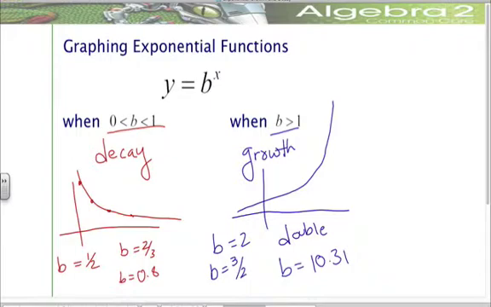All right, so now let's look at how to actually take that value and construct a graph out of it. Now remember, b is what we're calling the base. The base is the value that's being raised to the power, or the exponent.